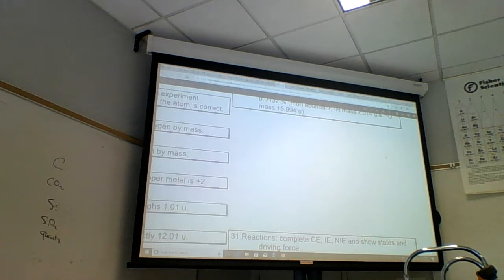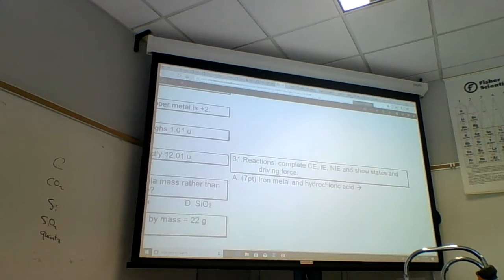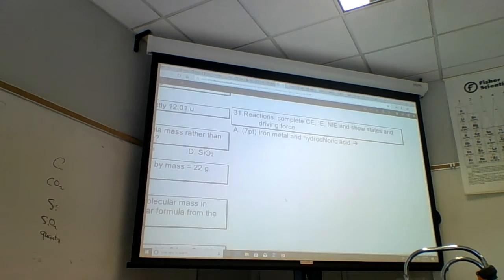AB plus CD, yeah. A plus BC. Those are 2 patterns that we covered. And so if we look at the first one, iron metal plus hydrochloric acid. Iron metal, iron solid plus hydrochloric acid. Does that look like an AB plus CD pattern? How about an A plus BC pattern? Yes. And this is an A plus BC pattern. And so that means it could be single replacement. Could be.